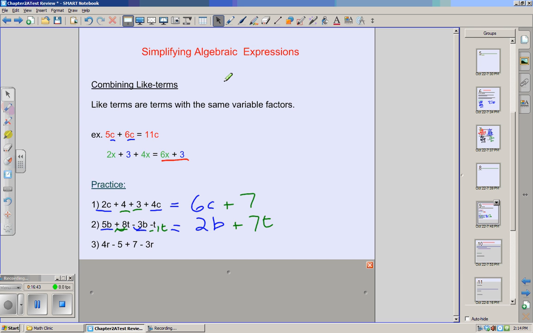Number 3. 4r, I see that's a positive because there's no sign in front of it, minus 3r. Again, I look in front of the number, and it shows me that is a negative or a minus 3r. 4r minus 3r is the same as either 1r or just r. Next, I have a negative 5 and a positive 7. If I combine negative 5 and positive 7, that gives me a positive 2. My answer, when combined, is r plus 2. Or you could also have 1r plus 2 as well.